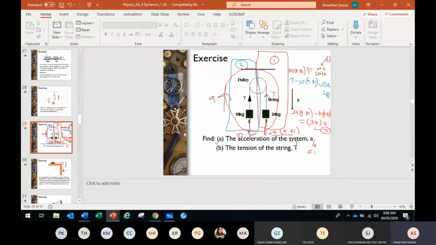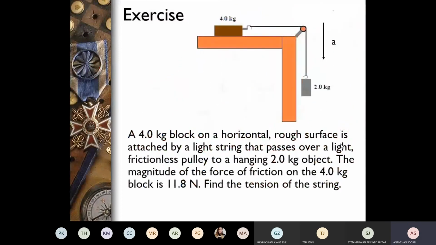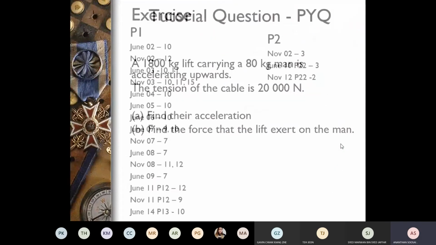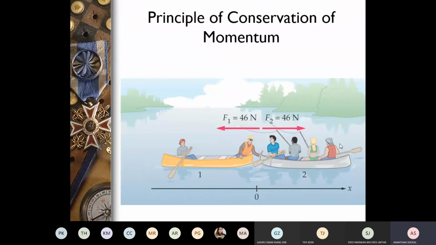Okay, so I go back to the slide. Let's proceed further. Our next lesson is about momentum. Just another 30 to 40 minutes. We're going to do this.